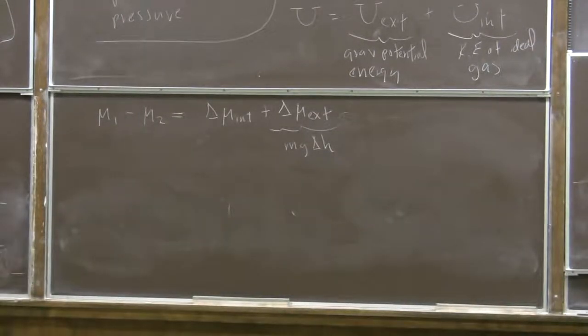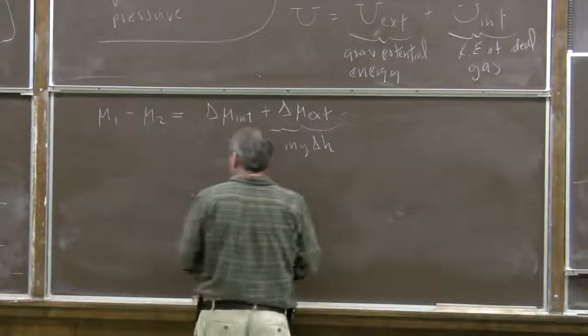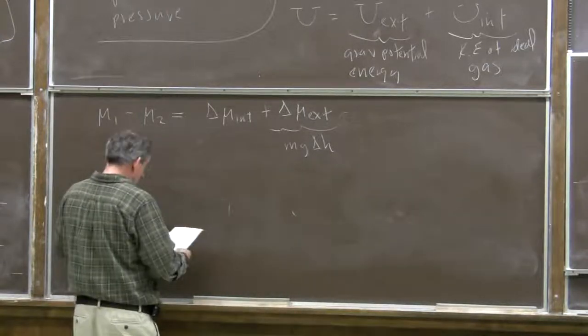And so in equilibrium, there will be a difference in the internal chemical potentials of the two gases that matches the difference in their external chemical potentials.